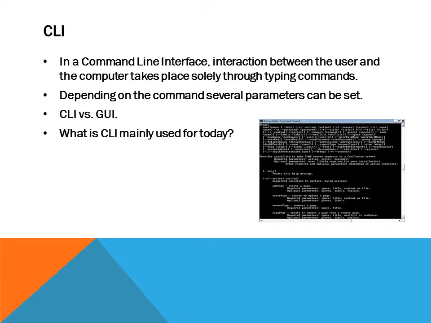CLI is not commonly used today, although it was one of the first user interfaces created, and it was very common then. Due to things such as GUI, it's not used as much anymore since it's a little bit more complicated to understand.